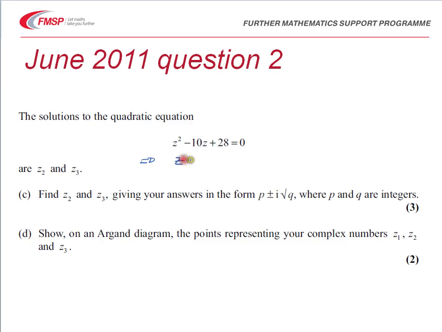implies that z minus 5 all squared minus 5 squared plus 28 is equal to 0, and therefore z minus 5 all squared is equal to negative 3, and that gives me solutions z equal to 5 plus or minus root 3i.